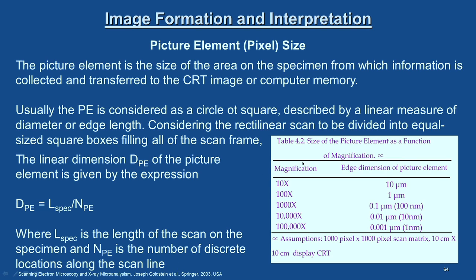So, you can see the size of the picture element as a function of magnification. So, you have this magnification 10x, 100x, 1000x and so on. You have the corresponding edge dimension of the picture element given as 10 micron, 1 micron, 0.1 micron and so on.